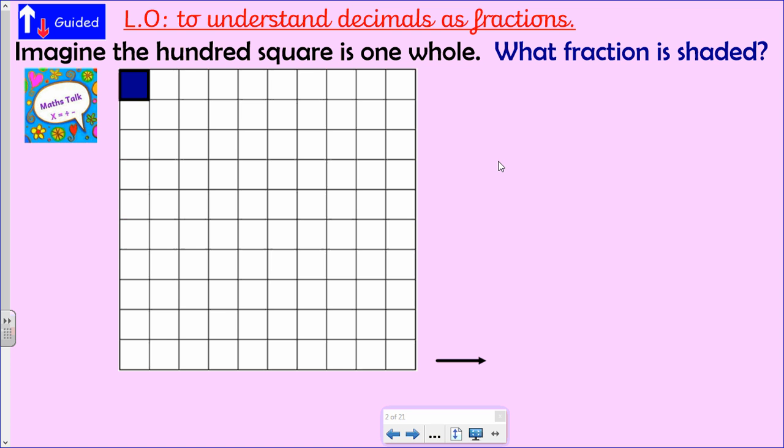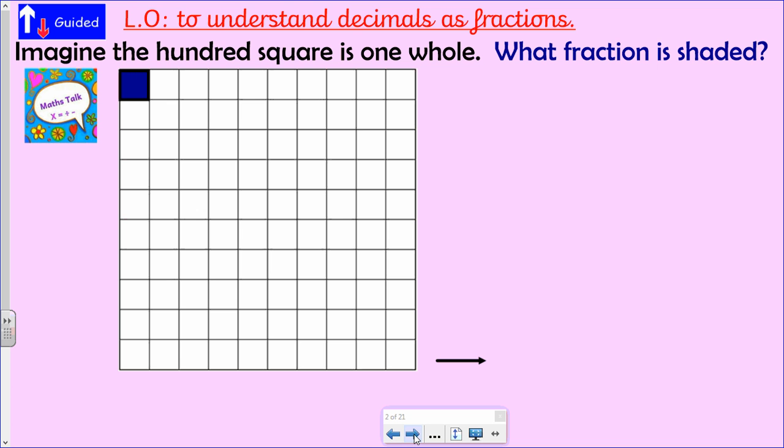So first bit, imagine the 100 square is one whole. What fraction is shaded? So we have got one part out of a 100. So try and jot down or say out loud what fraction you think is shaded. Then on the next slide, got a whole load of things to show you as to what is shaded. Okay, so make sure you've come up with your own answer, and I'm going to move on to the answer slide now.